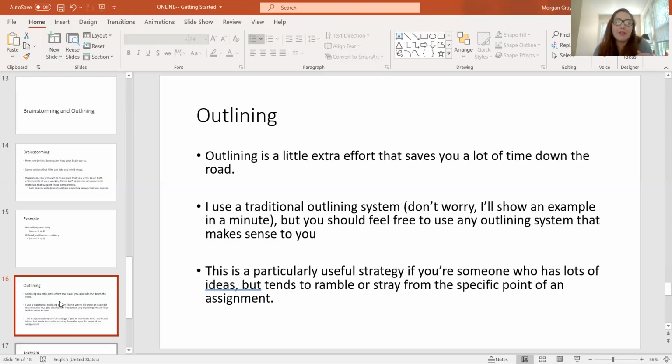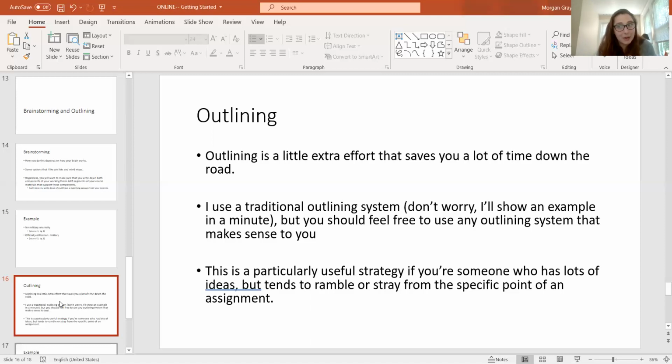I find this a useful strategy for myself because I have a ton of ideas and always have a hard time putting them in the right order. If this describes you, then this is definitely something you want to make time for. It does require you to make time.